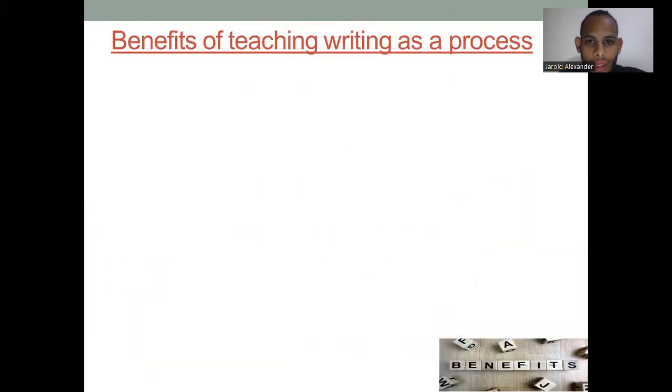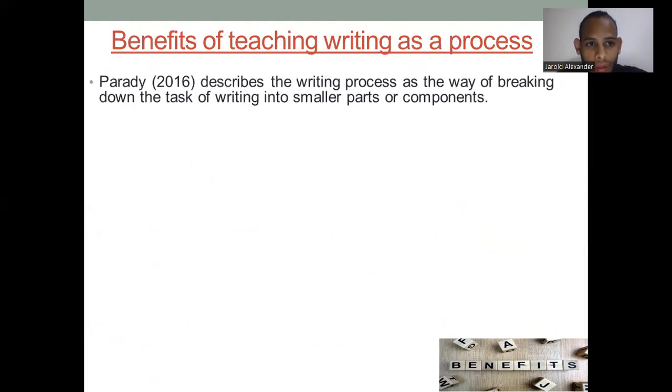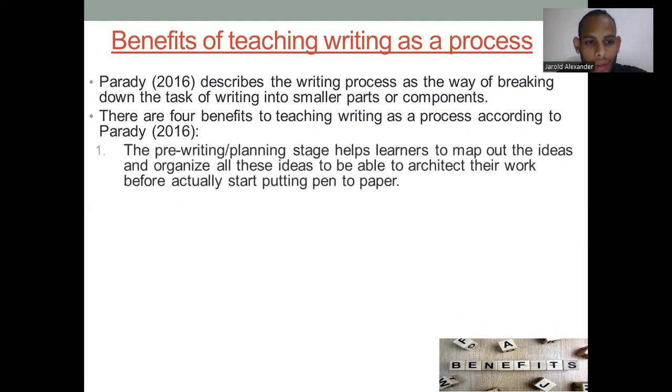So, benefits of teaching writing as a process. Paraday 2016 describes the writing process as the way of breaking down the task of writing into smaller parts or components. According to him, there are four benefits to teaching writing as a process. The first one is the pre-writing or planning stage, which we mentioned previously, helps learners to map out ideas and organize all these ideas to be able to architect their work before actually putting pen to paper.